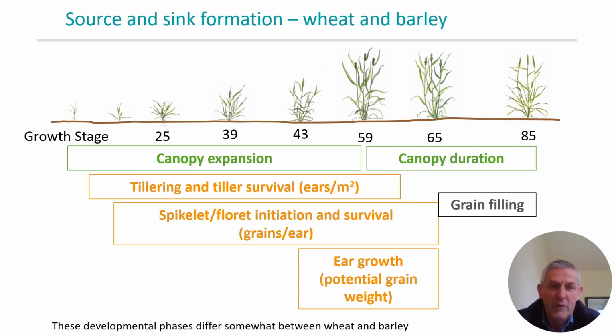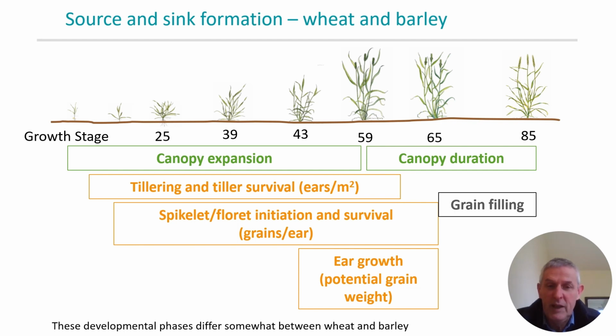Then in orange, we've got the components of our sink capacity. So production of tillers and tiller survival is occurring almost through emergence through to just after foliar emergence, with some differences in these time periods between wheat and barley, but broadly similar. We have a period of spikelet and floret initiation and then survival that determines the number of grain sites per ear. And we have a period of ear growth.